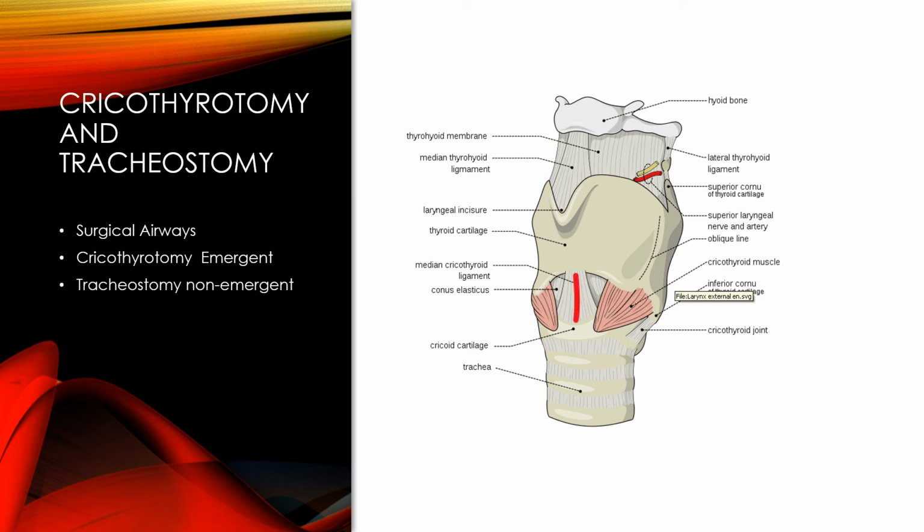Well, let's talk a little bit about some surgical airways that we may come across. Typically, we're talking about a cricothyrotomy or a tracheostomy. The cricothyrotomy is almost always emergent. The tracheostomy tends to be fairly elective. And you can see the red line here in the middle that's flashing on the screen. That is the cricothyroid ligament. It is just inferior to the thyroid cartilage and superior to the cricoid cartilage. This is done to secure the airway by a surgical means if need be.